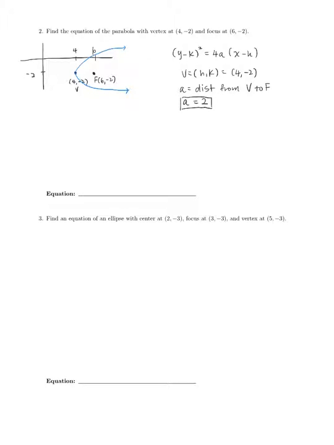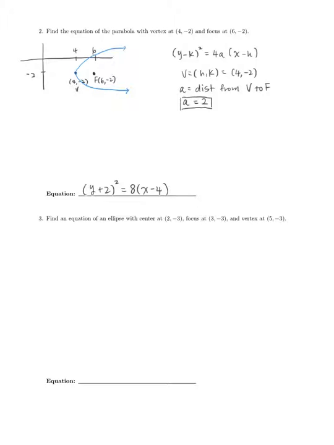Okay, so let me see. Now let's write the equation out. So it looks like we're going to have y minus minus 2, so y plus 2 squared equals 4 times a, which is 4 times 2. We're going to have 8, and then x minus 4. Okay, so that's the answer.